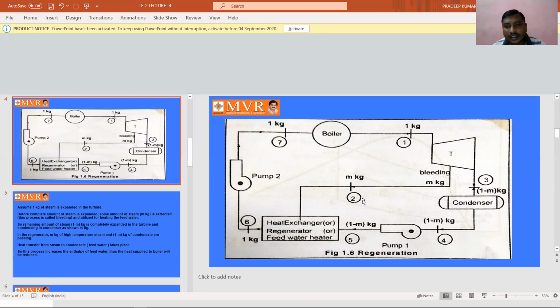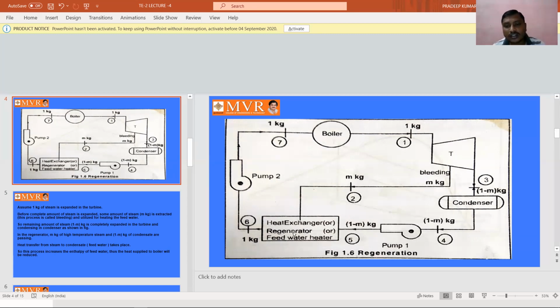See what is happening here: the steam which has entered from the boiler into the turbine is not fully expanded. Before the whole amount of steam is expanded, some amount of steam, nothing but m kg of steam, is extracted and utilized for heating the feed water.